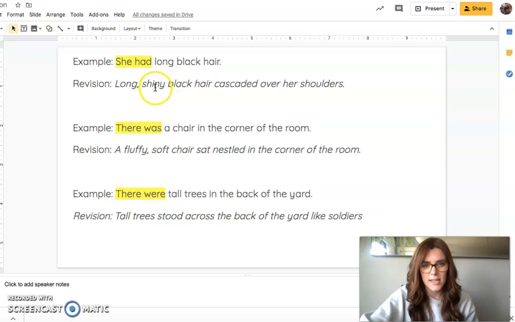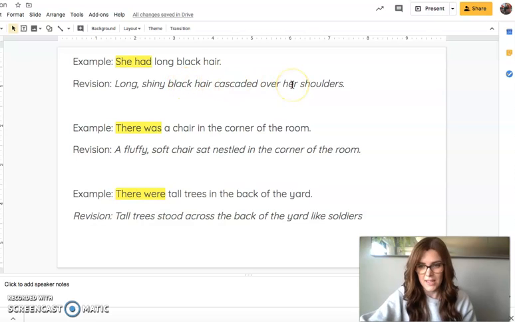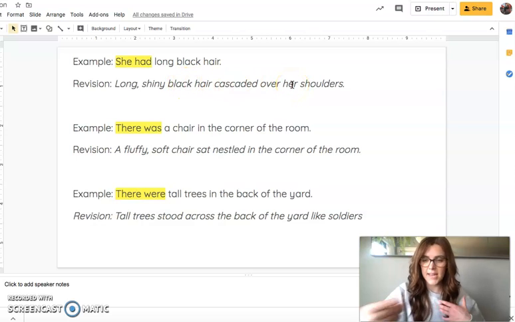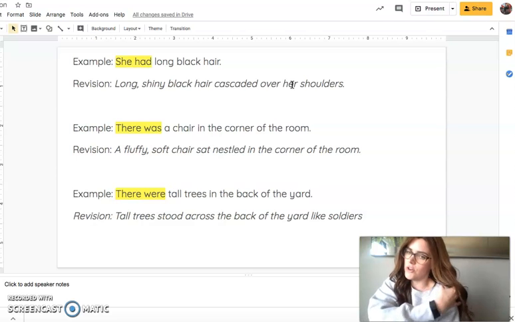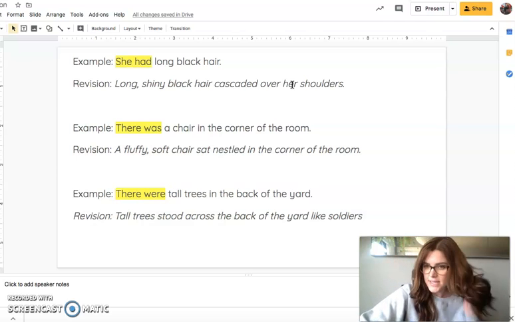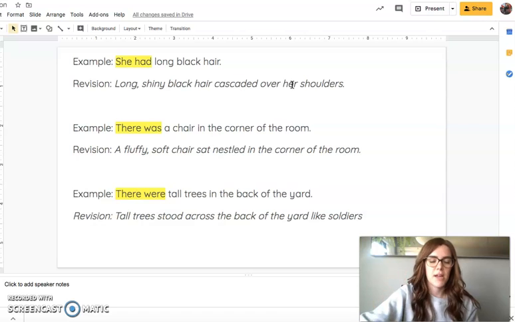So we are adding in that her hair is shiny, and then we're also adding in that it cascaded over her shoulders. So that describes the length of the hair even more. Cascading would be like this, falling over her shoulders like that. So that even paints a better picture in the reader's mind.